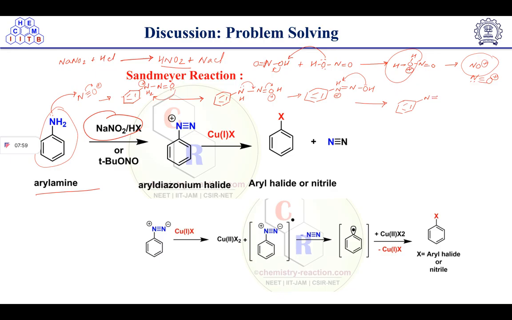N triple. Sorry, I'm writing directly. You can write it step by step also. Okay, for your understanding, I will write step by step. Now, I hope this is clear till here. After getting this one, again, we know the H2O is a good leaving group, right?